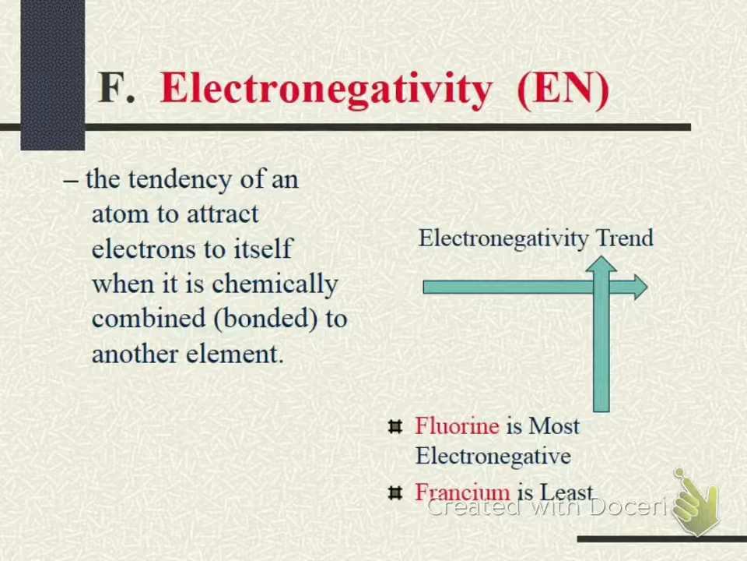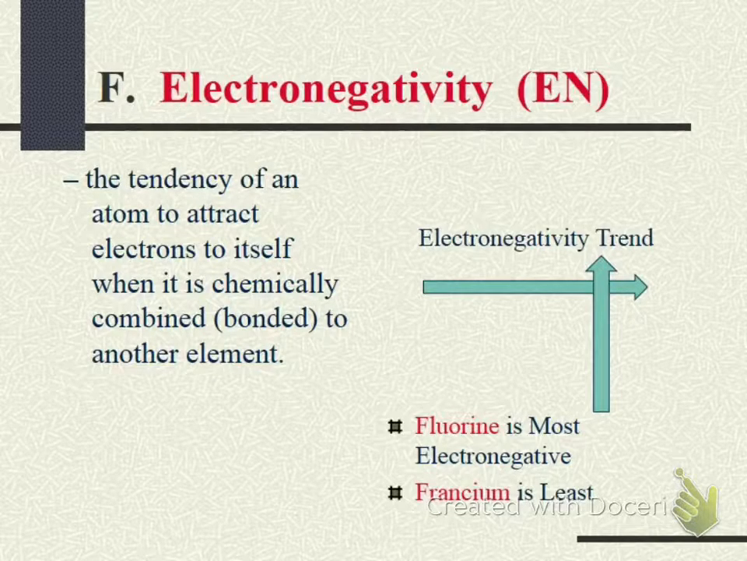The last trend is electronegativity. Electronegativity is actually probably the trend we'll use the most because we'll use it in bonding, because it helps us determine what kind of bonds we have. Electronegativity is the tendency of an atom to attract electrons to itself when it's chemically combined or bonded. So the difference between electronegativity and electron affinity is that the other one was just for an atom to get an electron. This is if something's bonding, basically who wins the tug of war.